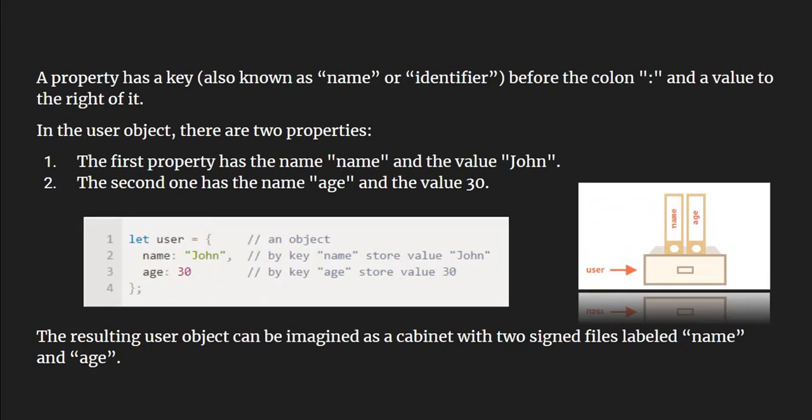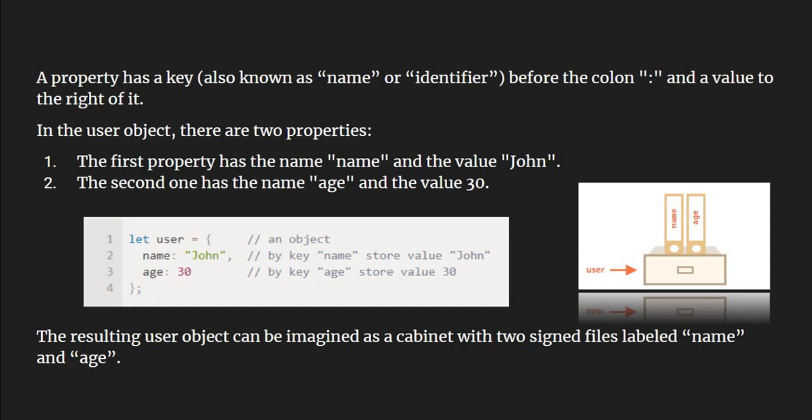A property has a key, also known as a name or identifier, before the colon, and a value to the right of it. This is an example of the syntax of creating an object. We have created an object called user: let user equals. This is how you create an object. The first property has the name, and the value of it is John. Whenever you are using a string, it should be inside quotes. Whenever you are using a number, it should not be inside quotes. A number can be written as it is, but a string should always be inside double quotes. The second property has the name age and the value 30.